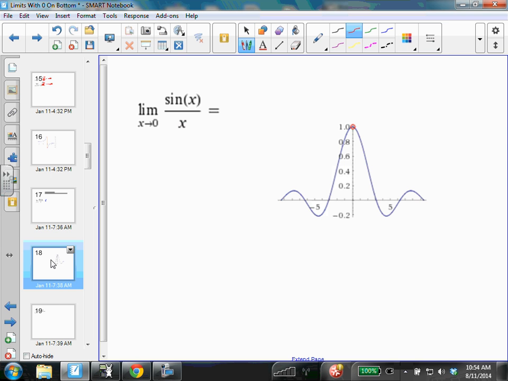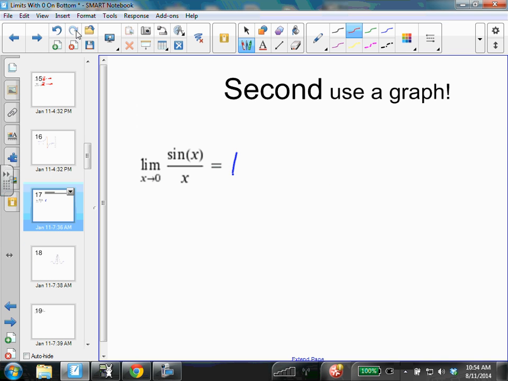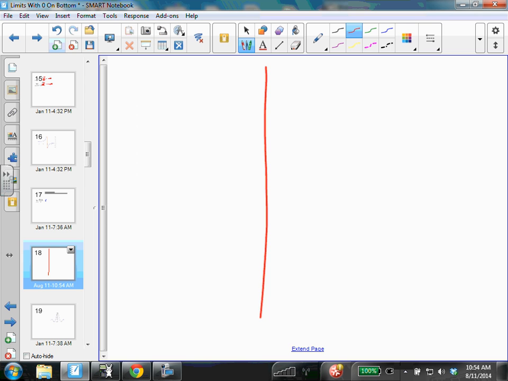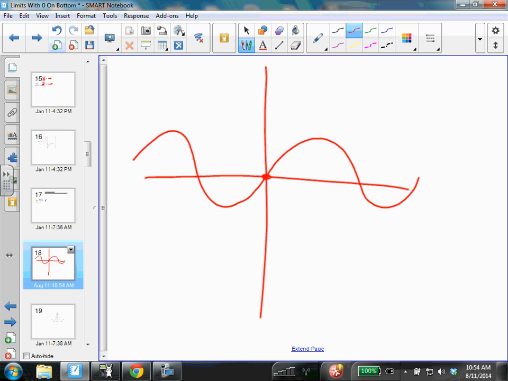If you think about the graph of the sine function, remember graphing sine. It goes through the point 0, 0, and it makes this really awesome curve. Not a good picture.